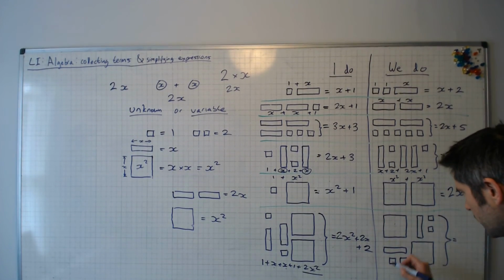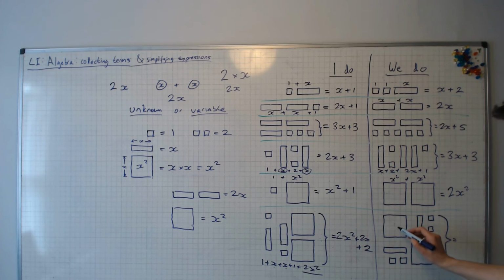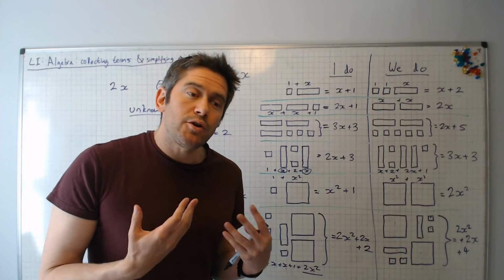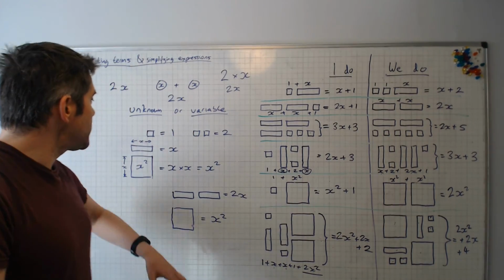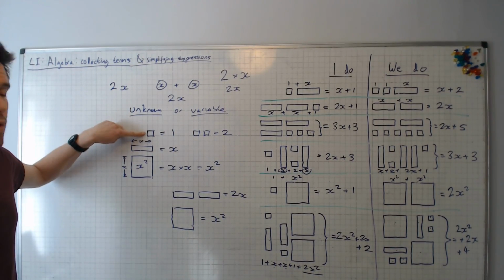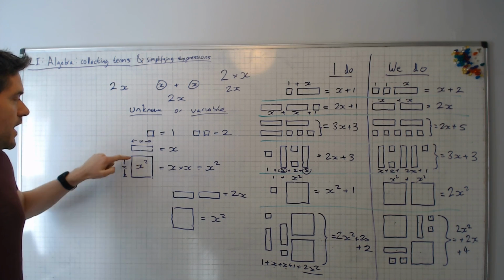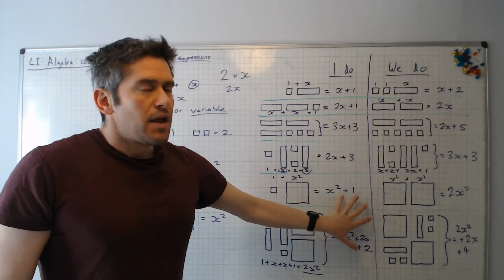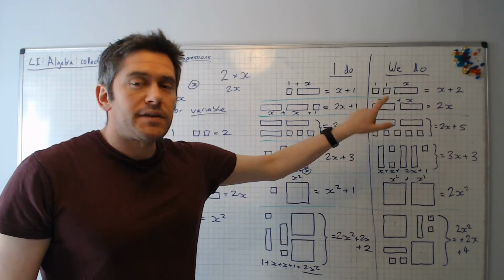Okay, so let's just count them here. We're not going to write this down here. We've got 1x squared, 2x squared, plus 1, 2x, plus 1, 2, 3, 4. Okay, so that's how you collect terms. Just to go over, we've got our constant 1, we've got x, and we've got the square of x, x squared. And we drew them, and we wrote down the expressions in their simplified form.